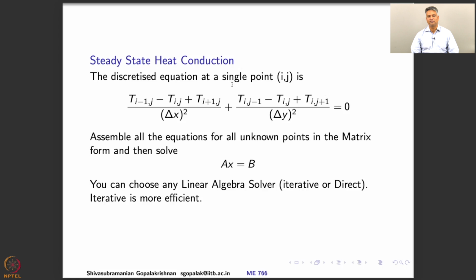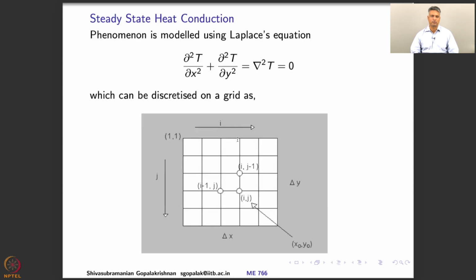Now, this is written for each and every pair of i comma j, and then we have to assemble all these equations for all the unknown points. Remember, if we go back to the square over here, the known values are only on the boundary because that's where we set the boundary conditions of this problem. The other thing that you will notice is that this problem is a steady state problem, which means that there is no derivative in time, which also means that there is no initial condition.